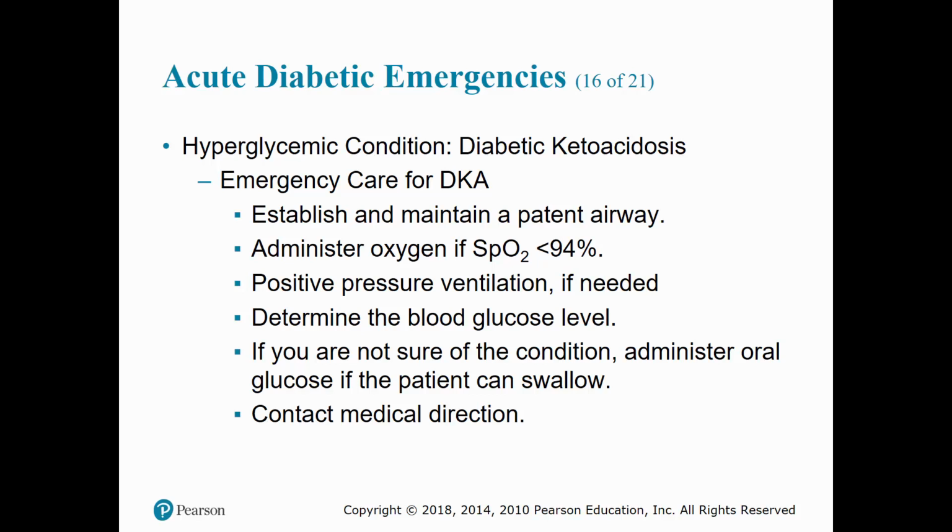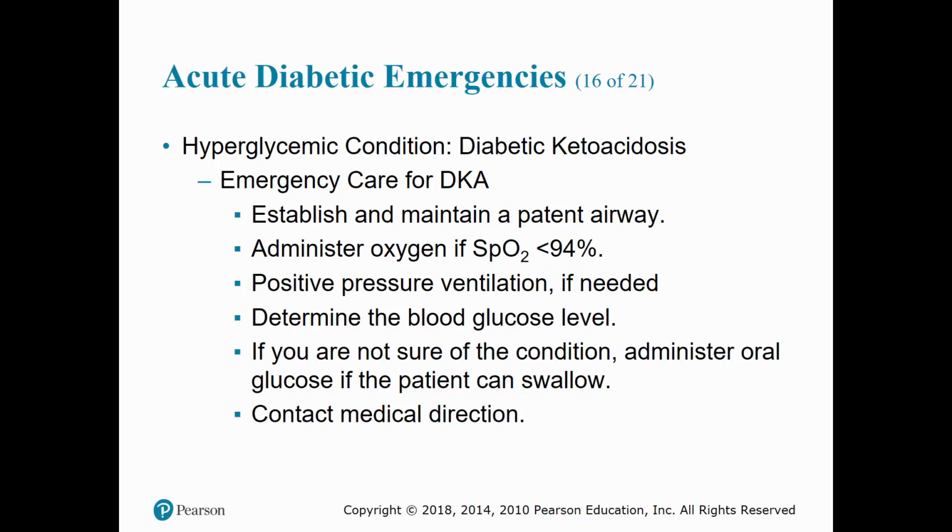If they are not oxygenating properly, such as having O2 sat less than 94, respiratory distress, hypoxia, place them on oxygen. If they're not breathing adequately, provide positive pressure ventilation. Check your blood glucose level. If it's less than 70, administer oral glucose pending the patient can swallow, and contact medical direction for further orders.